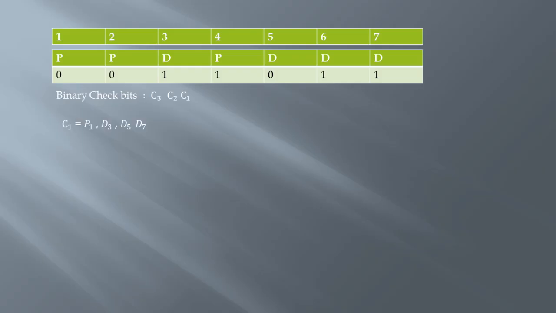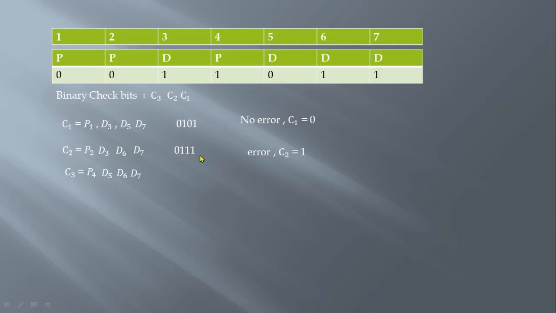C1 equals P1, D3, D5, D7. P1 is 0, then 1, 0, 1. An even number of ones are present in C1, so C1 equals 0. Next C2, starting from the second parity bit, you have to consider 2 bits and leave the next 2 bits. Then consider the next 2 bits, that is P2, D3, D6, D7. Those are 0, 1, 1, 1. An odd number of ones are present here, so there is an error in C2. You have to write C2 equal to 1.